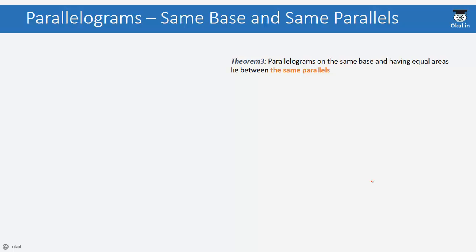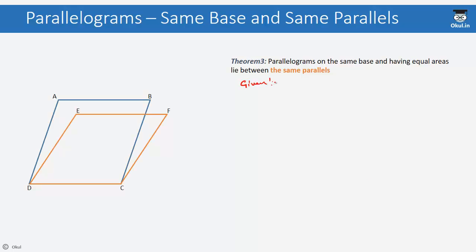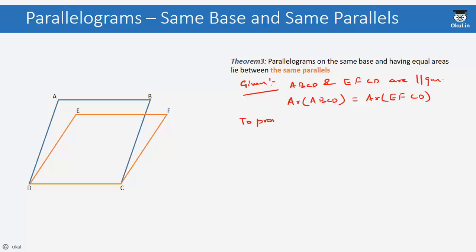Now let's prove this. It is given that ABCD and EFCD are parallelograms. It is also given that area of ABCD is equal to area of EFCD. And we need to prove that AB and EF lie on the same parallel.